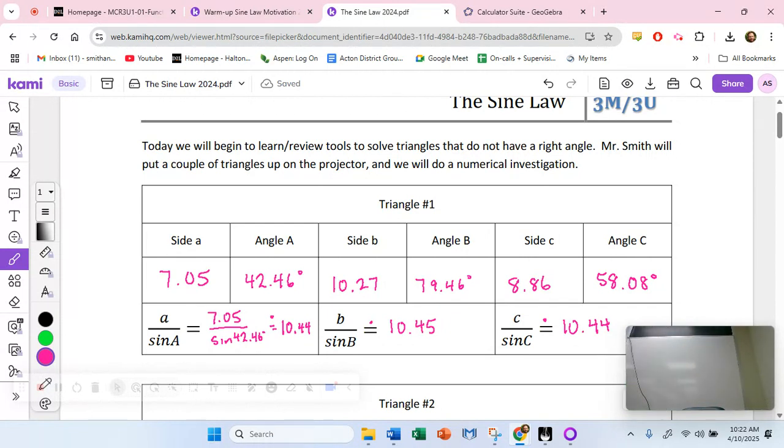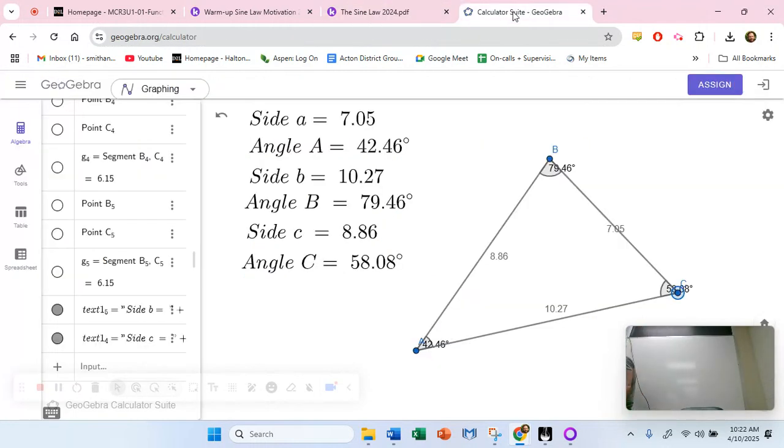I mean, let's think about it. We got the same number for each ratio, about 10.44. Have we possibly discovered some new special number in mathematics, like pi? A number that is inherent to all triangles, like 10.44. Are you guys convinced that with this triangle, the ratio of a side and the sine of its corresponding angle is about 10.44, right? But maybe I cooked the books.